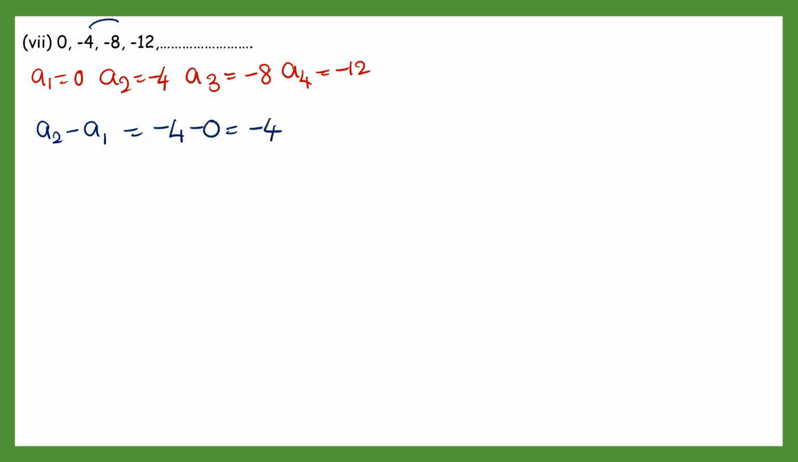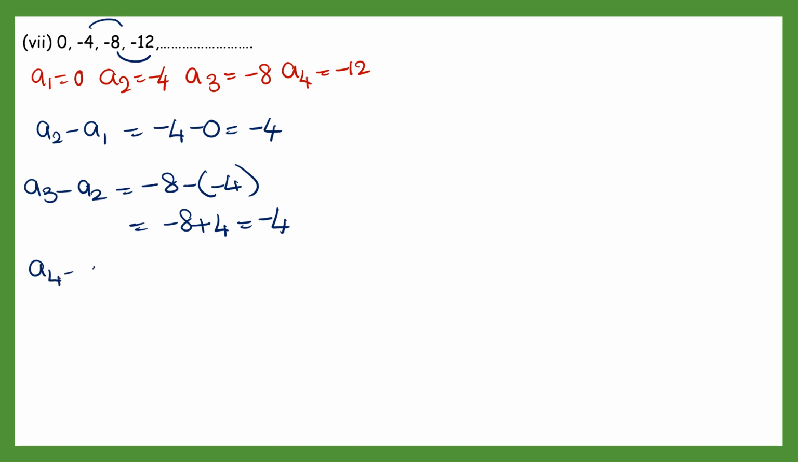Now, second and third terms are also consecutive. Let's find A3 minus A2. So, minus 8 minus of minus 4. That is nothing but minus 8 plus 4. You get minus 4 again. Now, third and fourth are also consecutive. So, let's find A4 minus A3. Minus 12 minus of minus 8. Minus 12 plus 8, minus into minus is plus. So, you get minus 4 again.